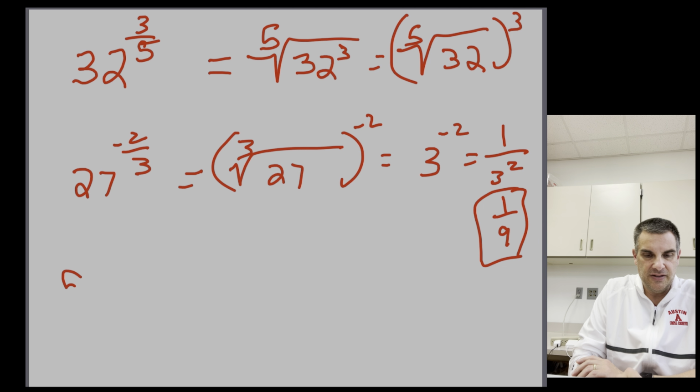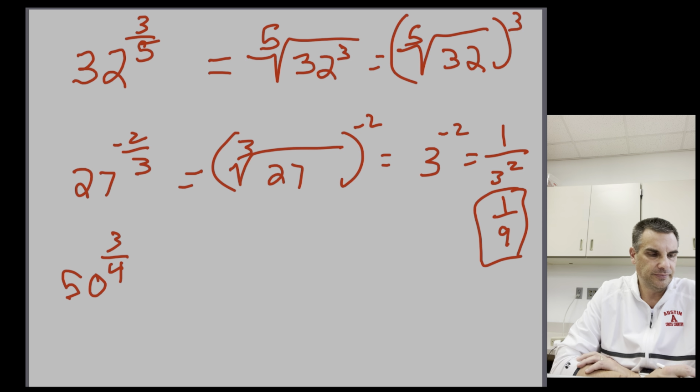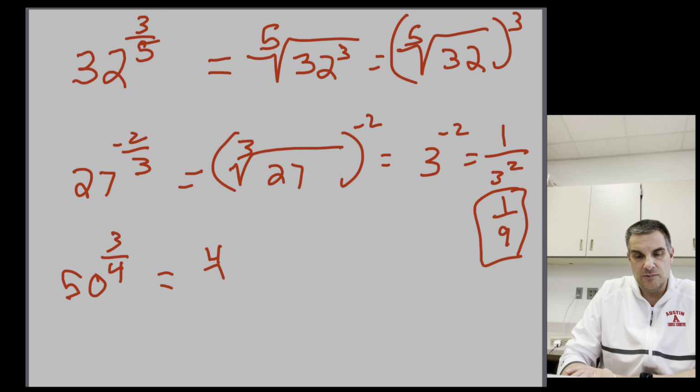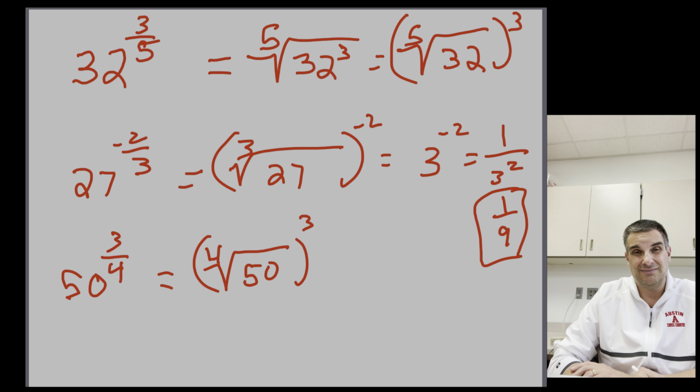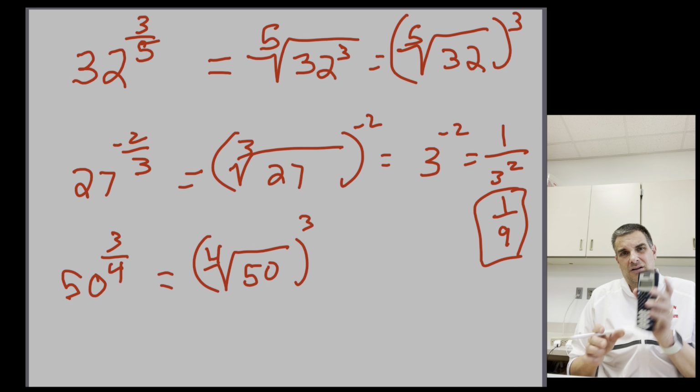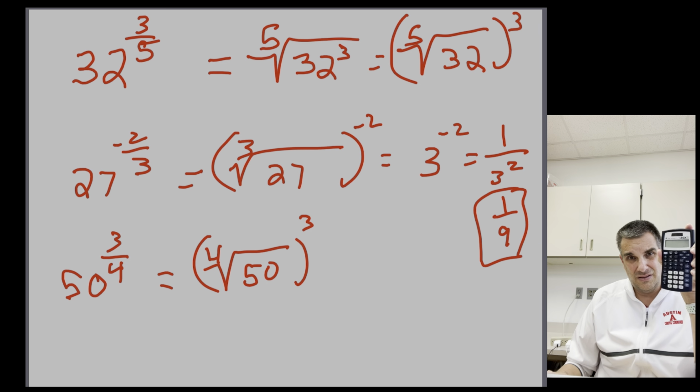What about 50 to the 3/4? Let's just rewrite it first. So it's the 4th root of 50 cubed. It's nothing that's going to work out real nice. So if you're asked to evaluate it, how do you evaluate it? You get this thing out. Something like this you're going to evaluate. How do you do this on your calculator?